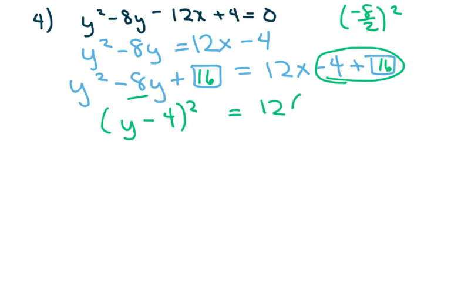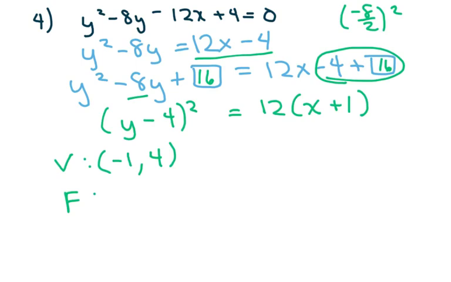So you're going to get 12 times x plus 1. Because this would just be 12. All right. Now your vertex is going to be negative 1, 4. And your focus is going to be added to the x. The x is the part that's not squared. So my a, what's my a? So I set 4a equals the 12. So a is 3. So since this is positive, this is going to open to the right.